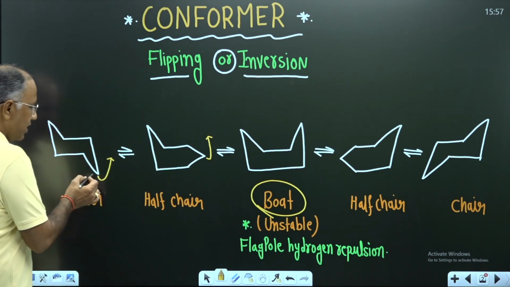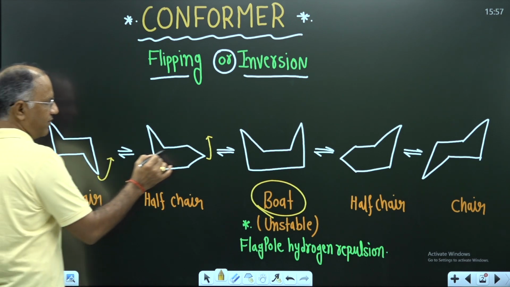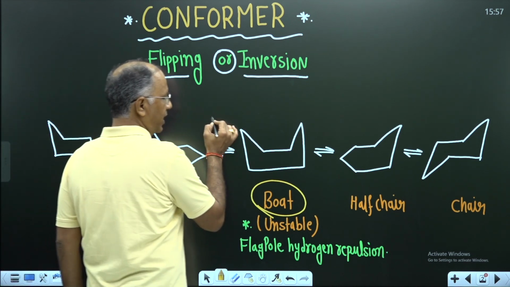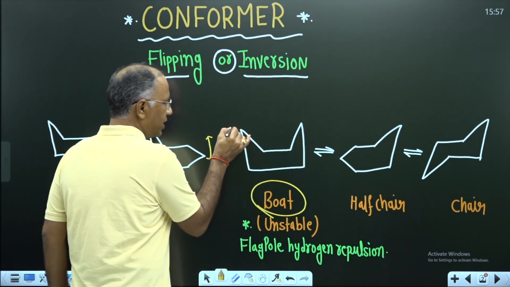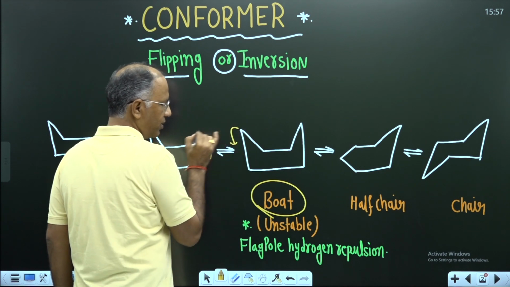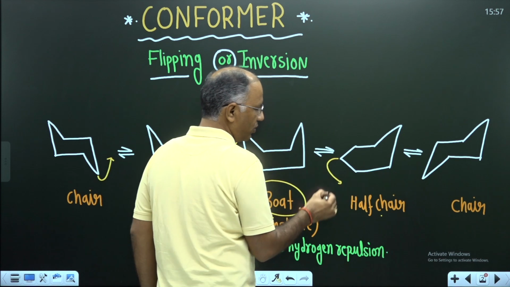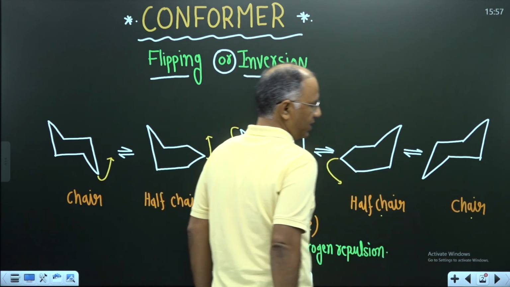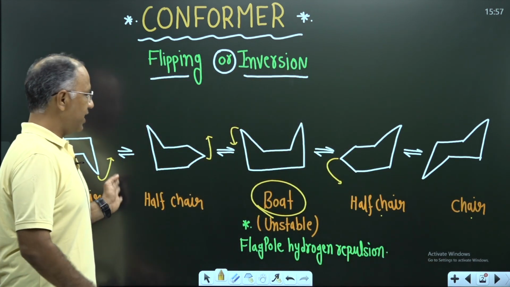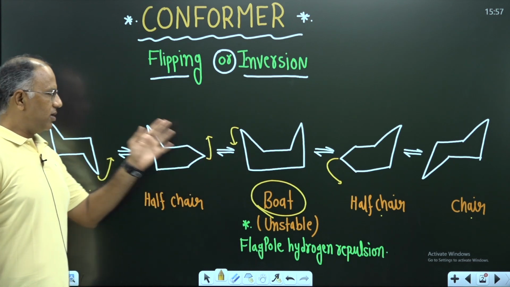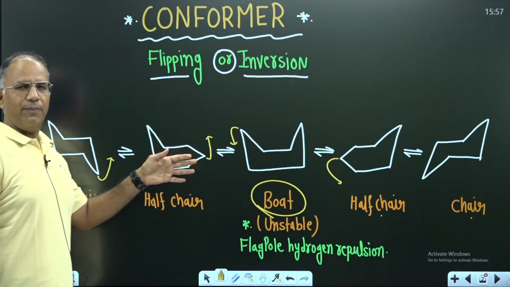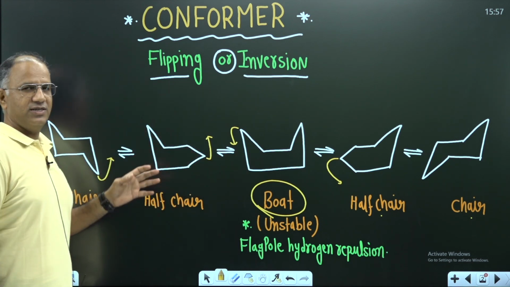Now first of all, pull this carbon up, it will convert into half chair. Then pull again up, it will convert into boat. Then pull this carbon down, it will convert into half chair. Again pull this carbon down, it will convert into chair. In that way, one chair converts into another chair. Now this interconversion is known as flipping, or it is also known as inversion.